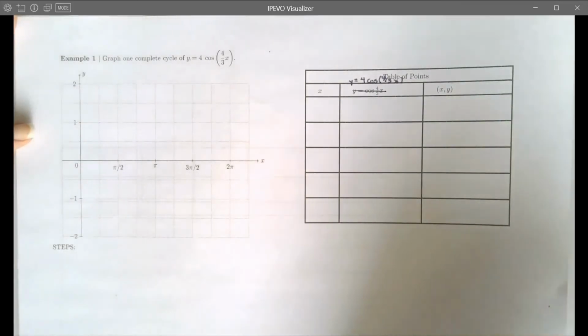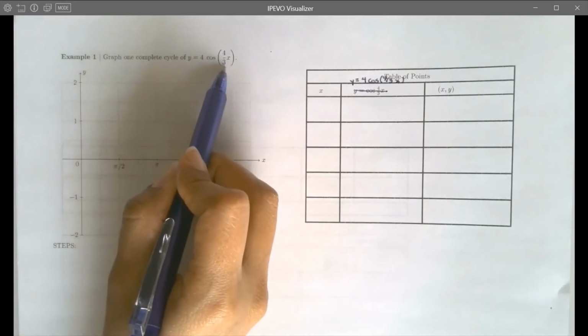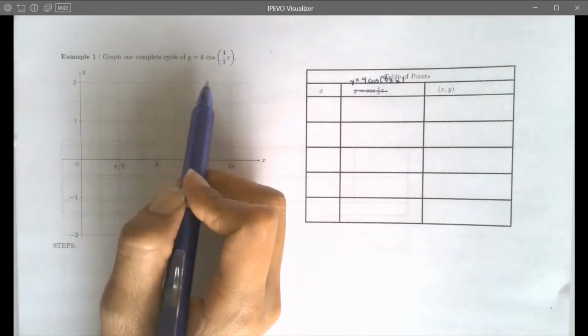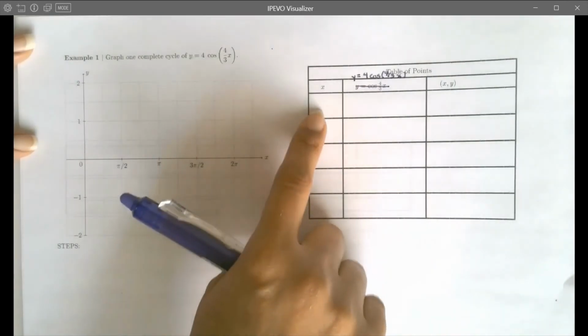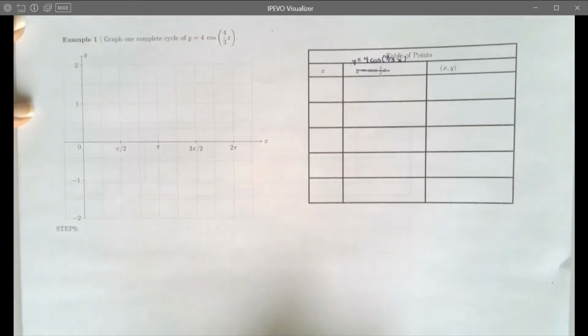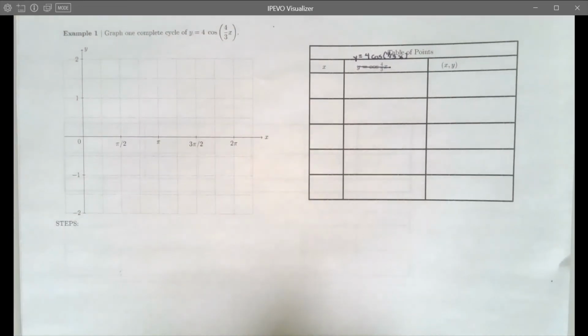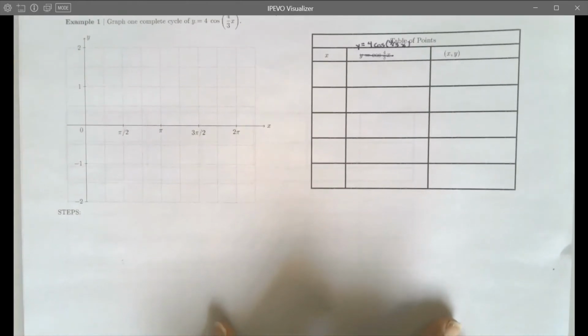So for the first time, we're going to be taking a look at change in amplitude and change in period together happening at the same time. As you can see, the table is completely blank. No x values have been given to us. We are tasked with finding what are the important x values that are going to correspond to the highest point of the graph and the lowest point of the graph, as well as the zeros. So we're going to learn how to do that in the next few examples.